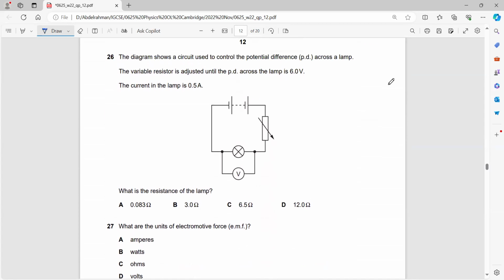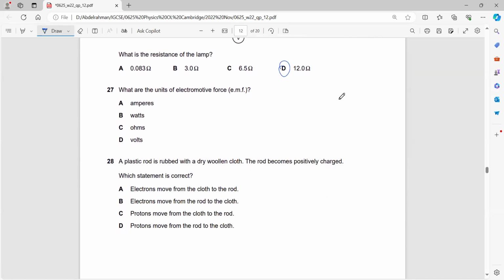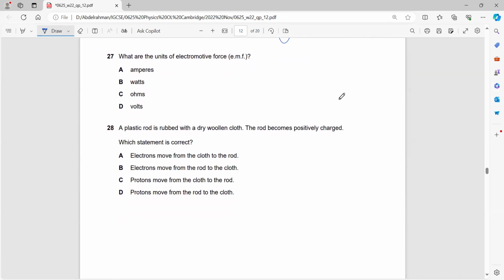Diagram shows a circuit. The variable resistor is adjusted until the potential difference is 6 volts. The current is 0.5 amperes. What's the resistance? R equals V over I. V is 6 and I is 0.5. The total resistance would be 12 ohms. What are the units of electromotive force? Volts. EMF is volts.